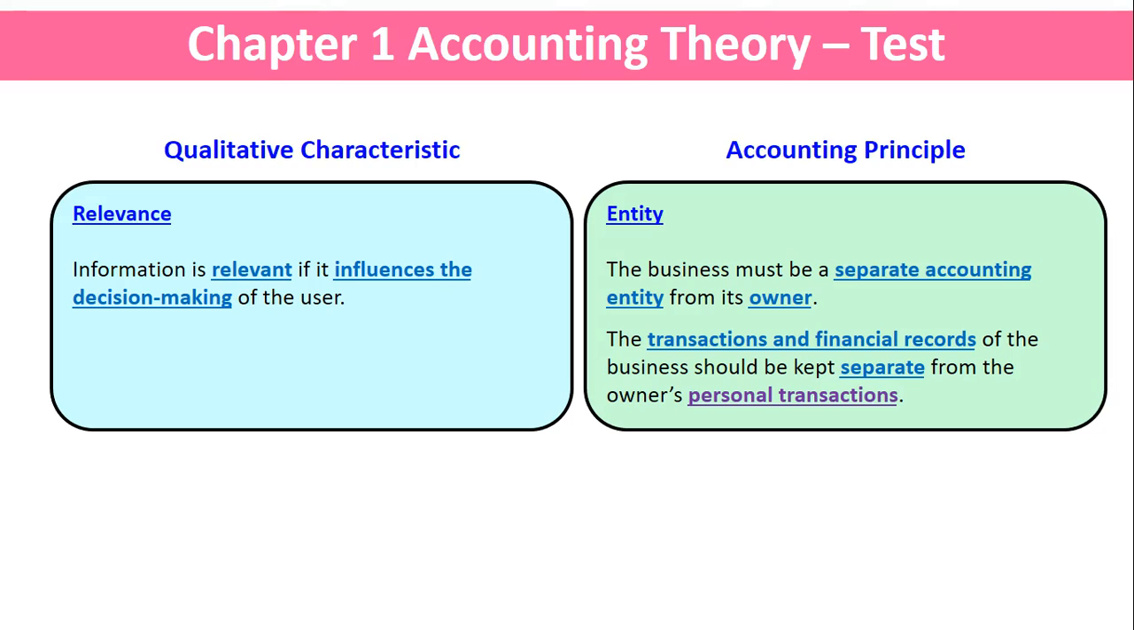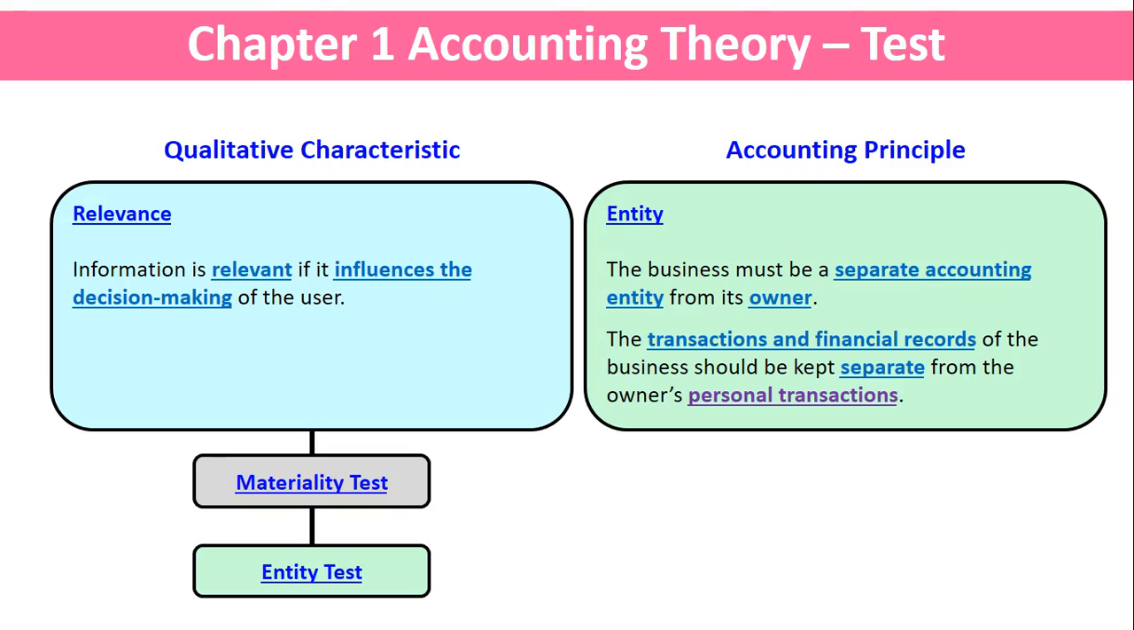And that's because the one on the left, relevance, is a qualitative characteristic, whereas the one on the right, entity, is actually an accounting principle. What we need to remember is that entity is actually part of relevance. Relevance says information is relevant if it influences your decision making.